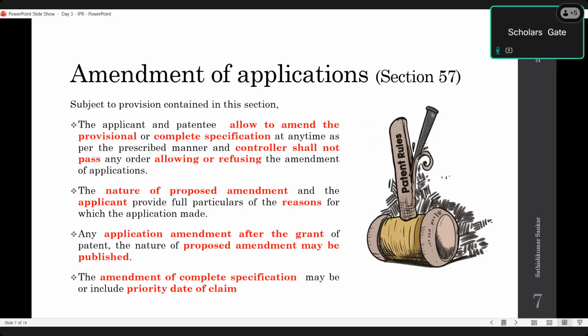The amendment of a complete specification may include the priority date of the claim. I already mentioned the priority date. Once the patent is published, if you are not involving any infringement until the patent is granted, you can claim the patent publication date as treated as the patent granted date. That is what happens in this particular portion of the act.